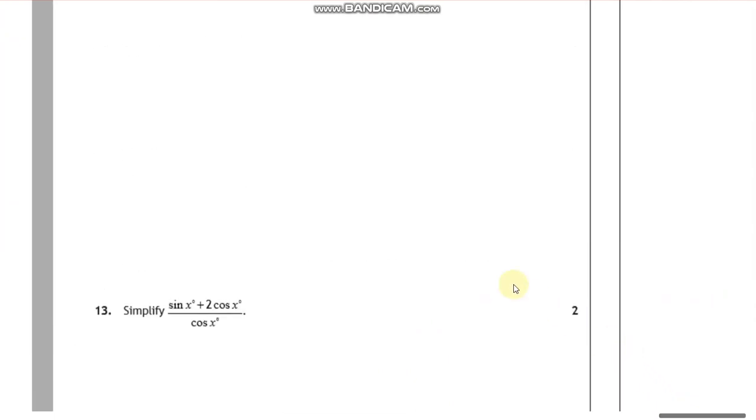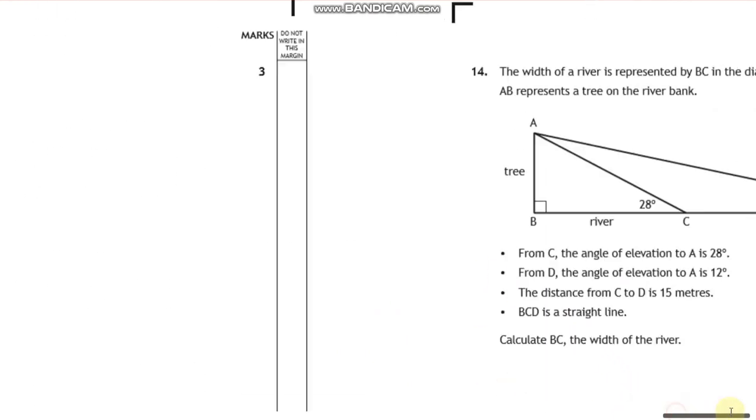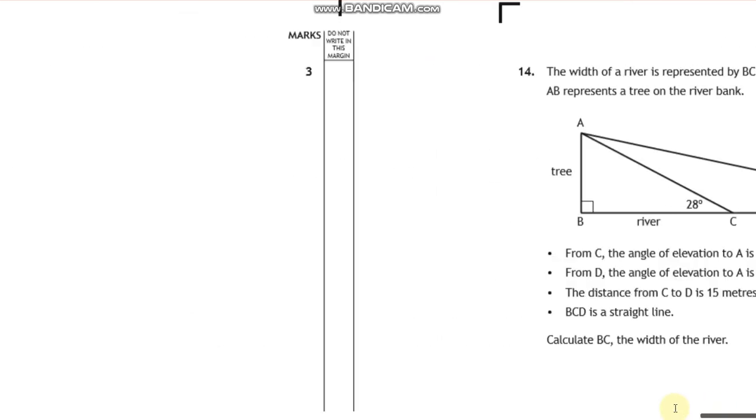Okay, so getting towards the end of the paper, we're nearly there. We've got question 12, and we're going all the way up to, just hit the last one, 14, nearly there. So question 12, have we read that?